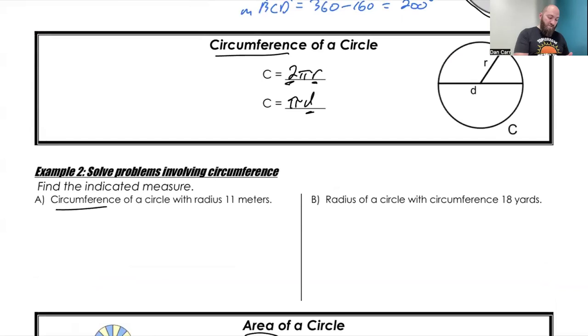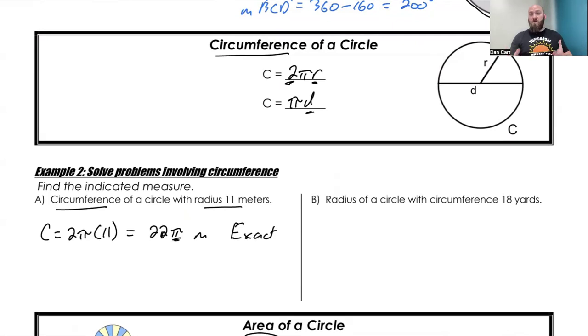The first type is let's find the circumference if we're given a radius of 11. So circumference is equal to 2 times pi times 11, which is equal to 22 pi. 22 pi in this case is going to be meters. 22 pi represents the exact circumference, kind of like when we did our square roots. If I want the approximate, we just plug it in the calculator, and I get 69.12 meters here.